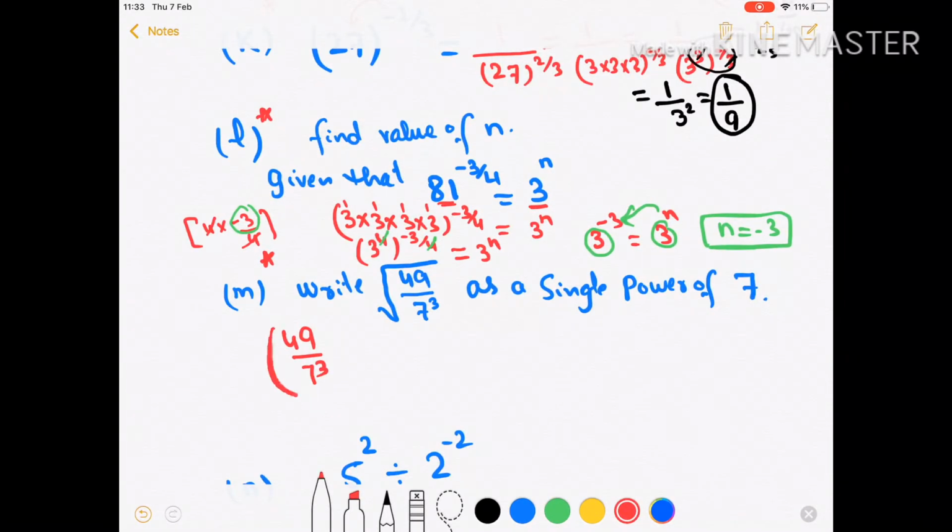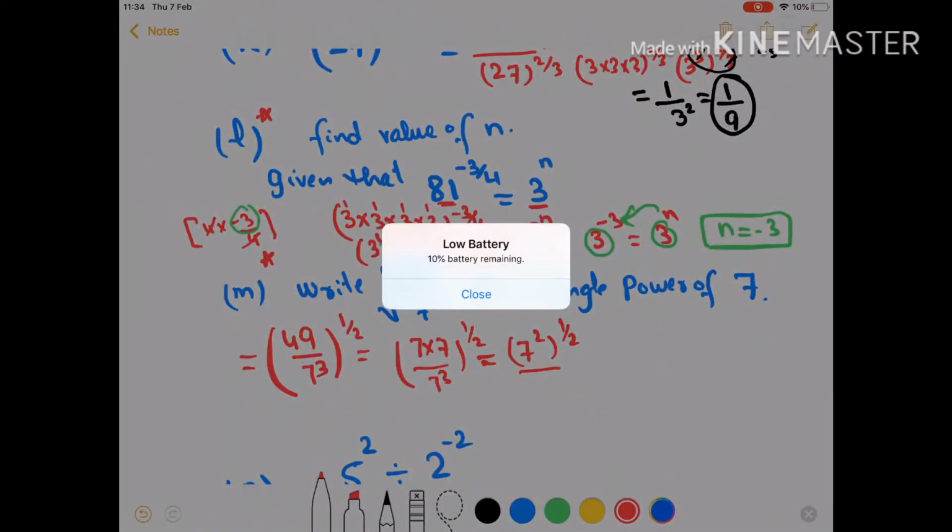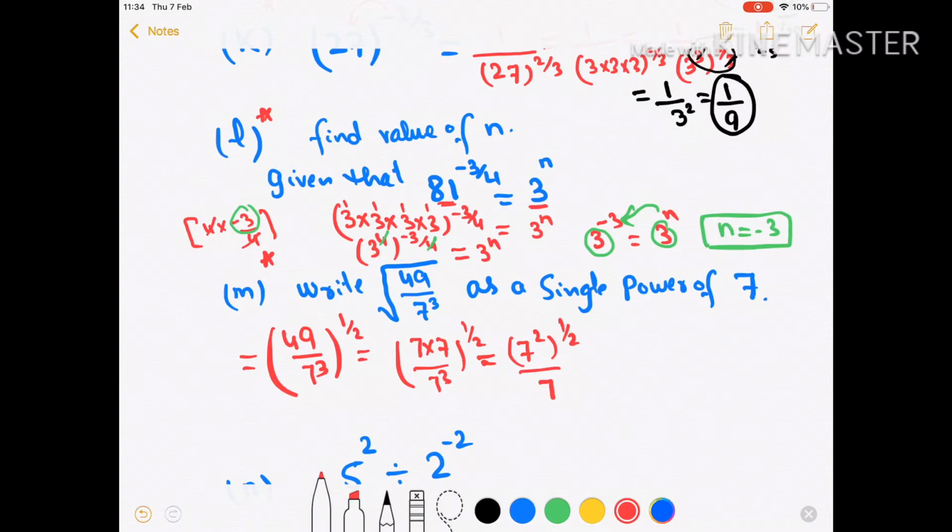Another important question, M: write 49 over 7 to the power 3, all under a square root, as a single power of 7. We replace the square root by the power 1 by 2, and we break 49 into 7 times 7, so 7 to the power 2 will come. The power 1 by 2 belongs to everything inside the bracket, so we have to apply it on top and on bottom as well.